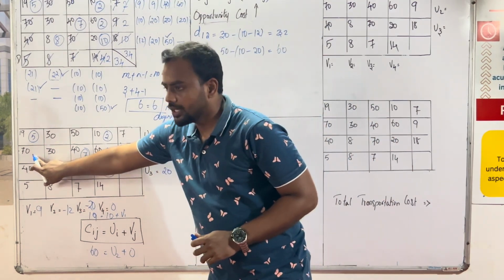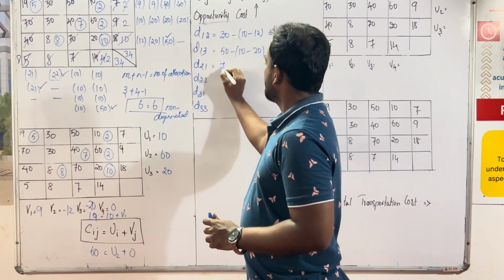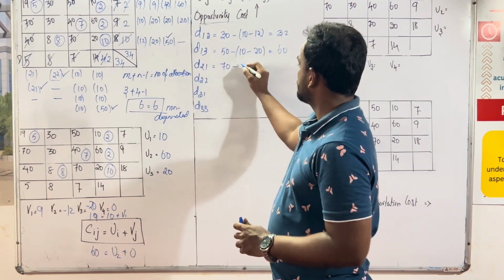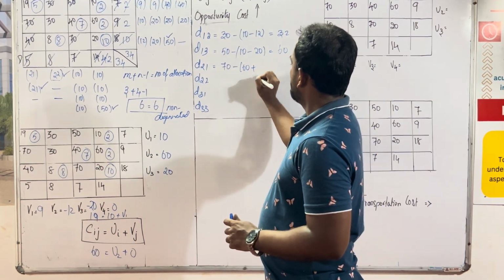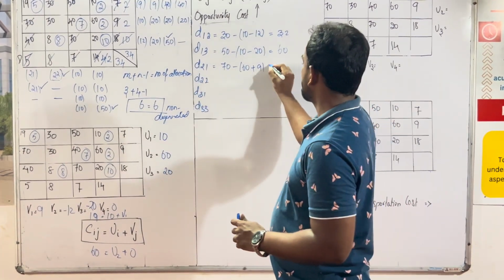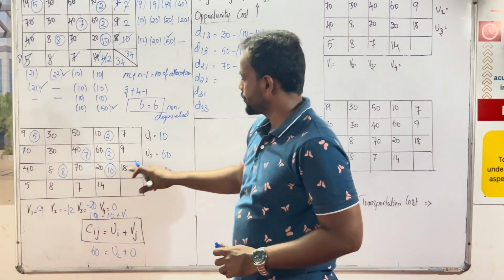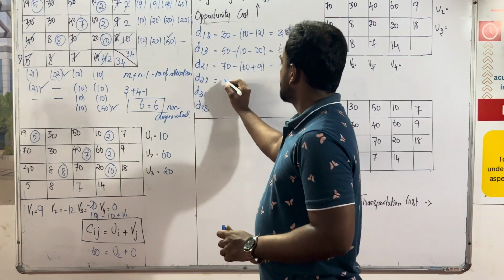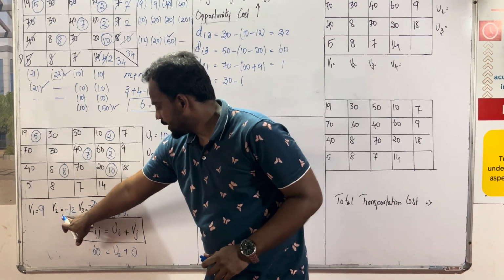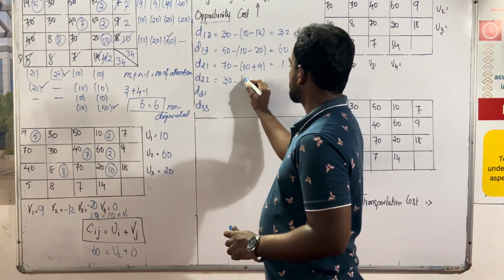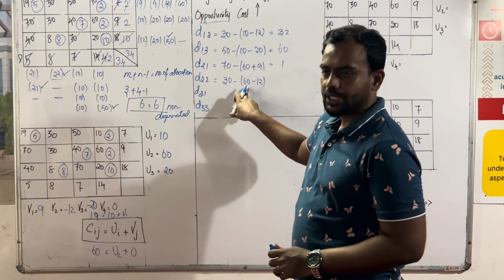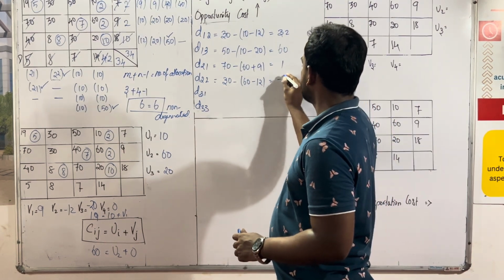So next one D21, which is having 70 as the cost and the corresponding V value is 9 and the corresponding U value is 60. So 60 plus 9. Okay, so 60 plus 9, this is 69, 70 minus 69, which is going to be 1. So next one we have to find out for D22, the cost is 30 minus, so you have the V value is minus 12 and U value is 60. So 60 minus 12, which is going to be 48. So 30 minus 48 is going to be minus 18.